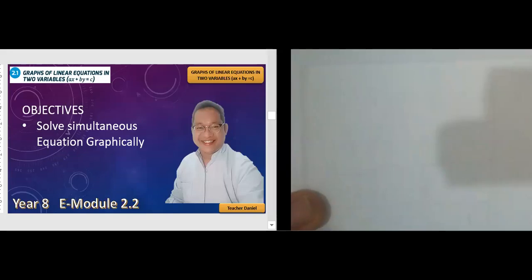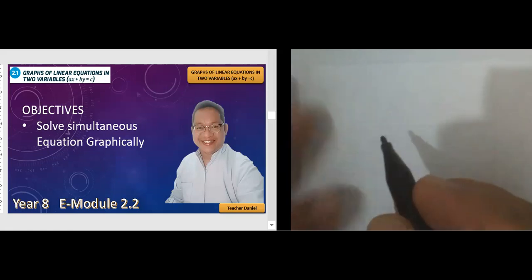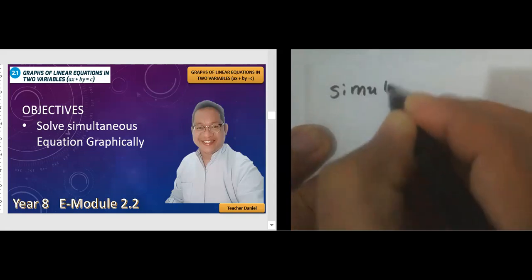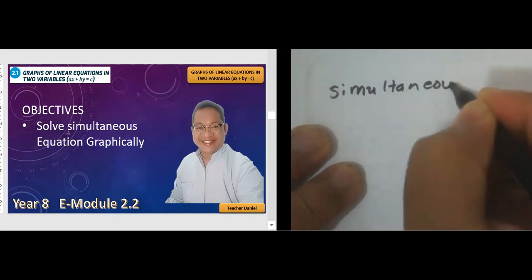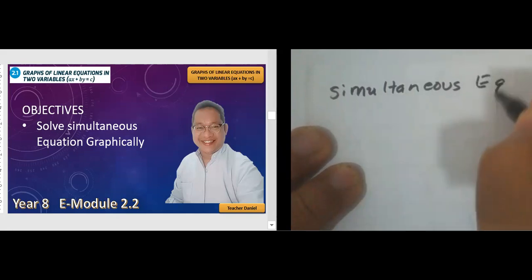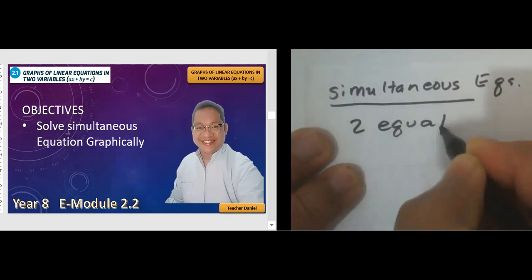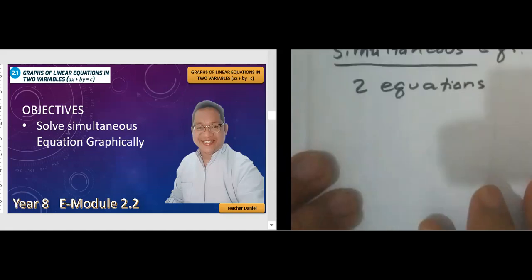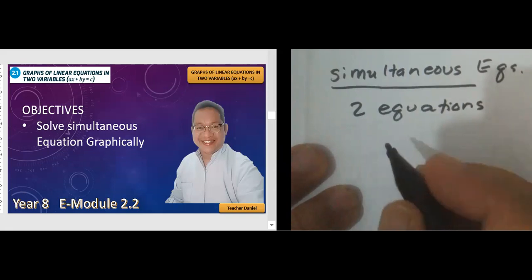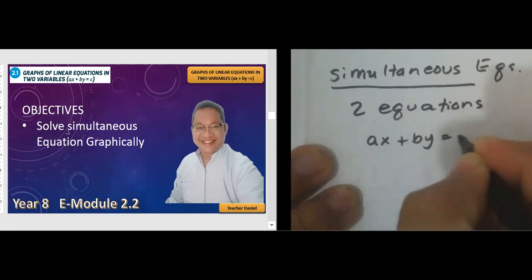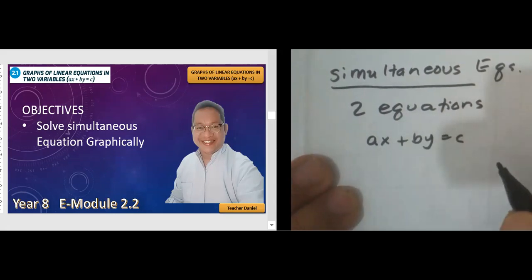Good day, everyone. In this video, we're going to solve simultaneous equations graphically. First of all, since this is the first video, let's discuss what we mean by simultaneous equations. When you say simultaneous equations, it means there are two equations. Remember that we have said before that anything in the form of ax plus by equals c is an equation. So in these kinds of questions, there are two equations that we need to work with.